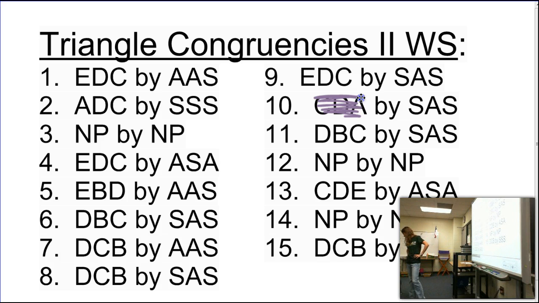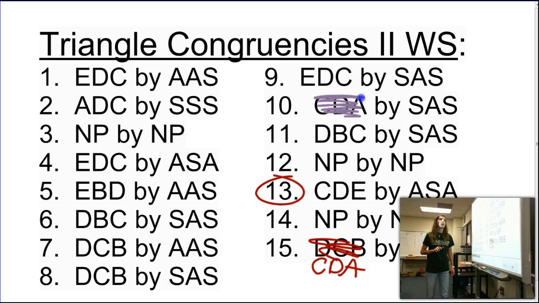I don't know why these answers are wrong. A, B, C, or C, D, A. Could you do number 13? It looks like that. Which one? 12, 13, 9, 14.